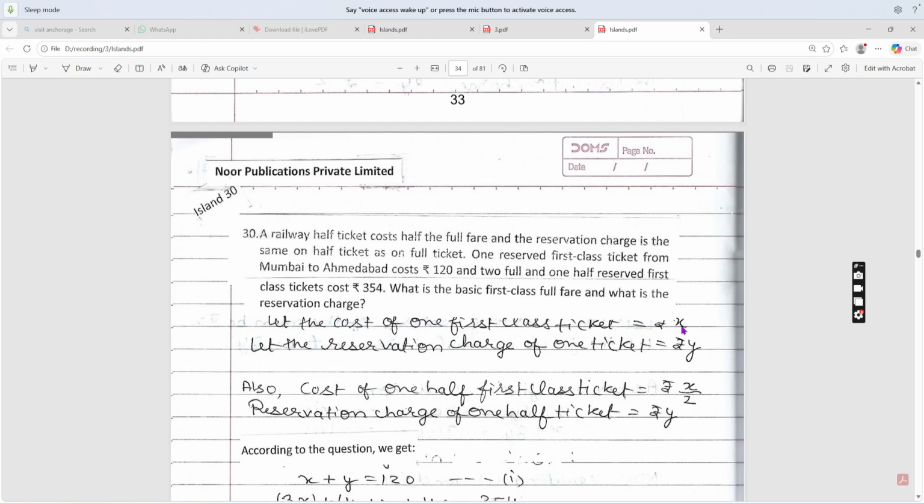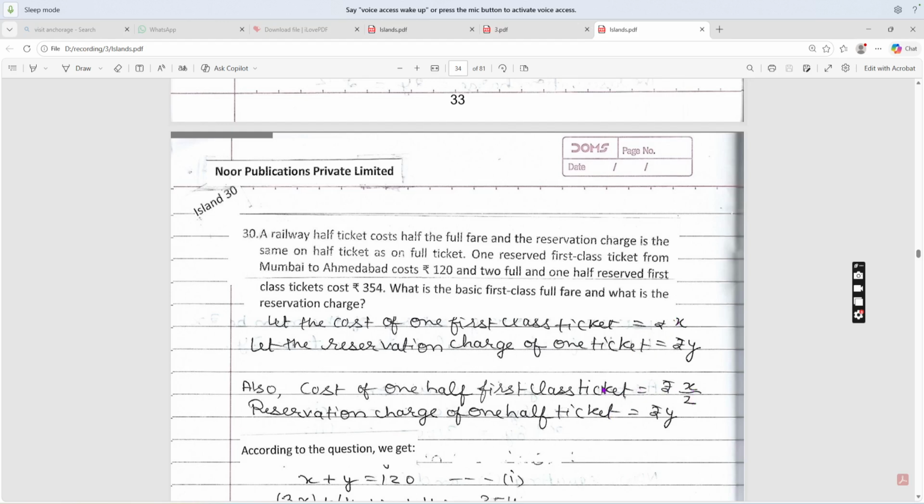Let the full fare be X rupees, means let the cost of one first class full ticket be X rupees. So the cost of one half first class ticket would be X by 2, because it is clearly mentioned that a railway half ticket costs half the full fare. The half ticket would cost half of the amount we pay to book one first class ticket. And what is the amount we have paid for reserving one first class full ticket? That is X. So the cost of one half first class ticket will be X by 2.